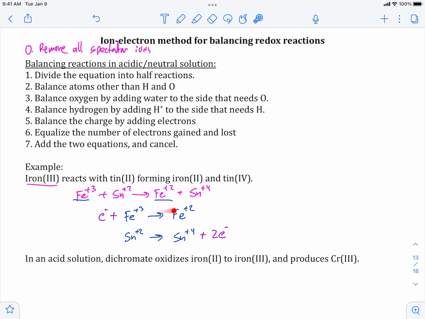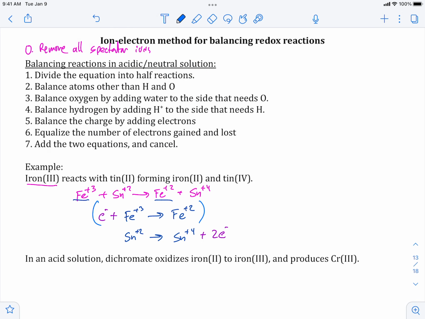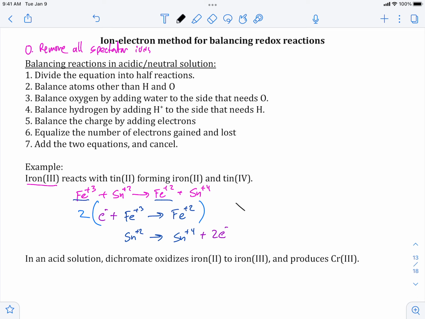These two half reactions will both be added together. The electron gain is the electrons that are being added to the reactant side. The electron loss are the electrons on the product side. Now they must be equal. So the only way to make them the same is to multiply the entire equation by some coefficient. If I multiply this entire half reaction by 2, that means 2 electrons will be gained and 2 electrons will be lost. And then at this point, I go ahead and add up the reactions for the overall reaction.